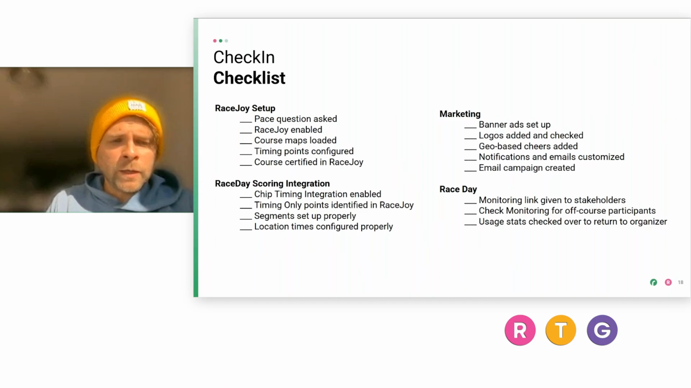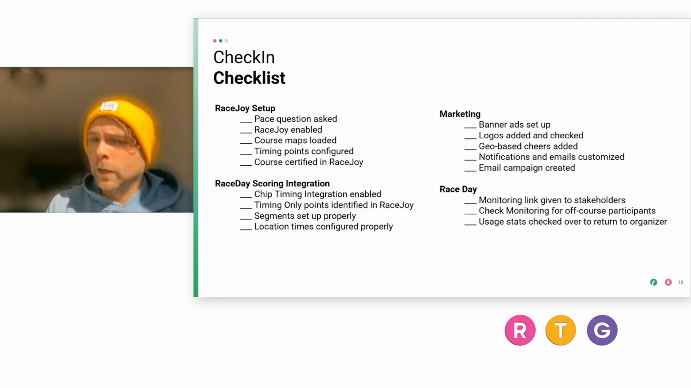In the race day scoring integration, making sure that the chip timing integration is enabled, making sure that the timing only points are identified properly in RaceJoy, that your segments are set up properly, meaning that your location times for accepting reads and your segment minimum times are all configured and named properly. Keeping in mind that if you are naming segments and they're going to RaceJoy, it matters how things sound to the participant and what those notifications look like to someone who is not actually running but is spectating.